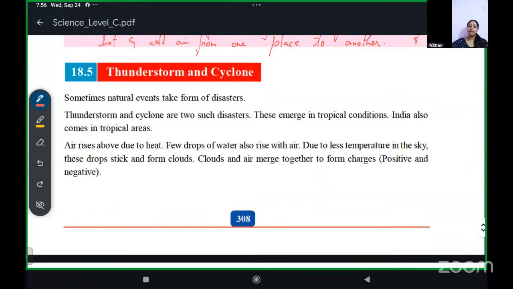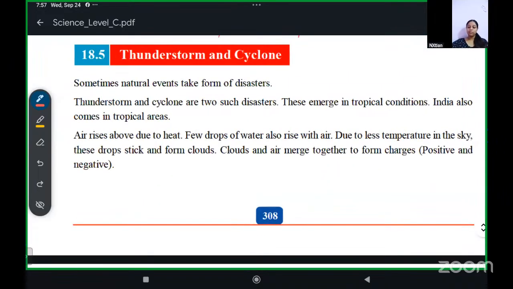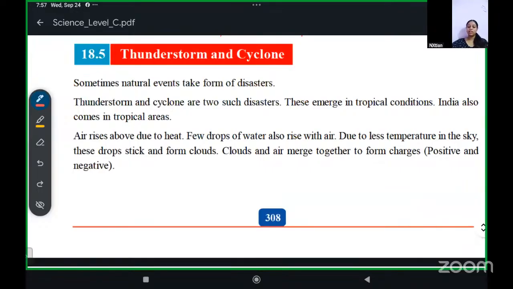thunderstorm and cyclone. Sometimes natural events take the form of disasters. Thunderstorm and cyclone are two such disasters. These emerge in tropical conditions. India also comes in tropical areas. Some natural disasters take place in tropical areas.